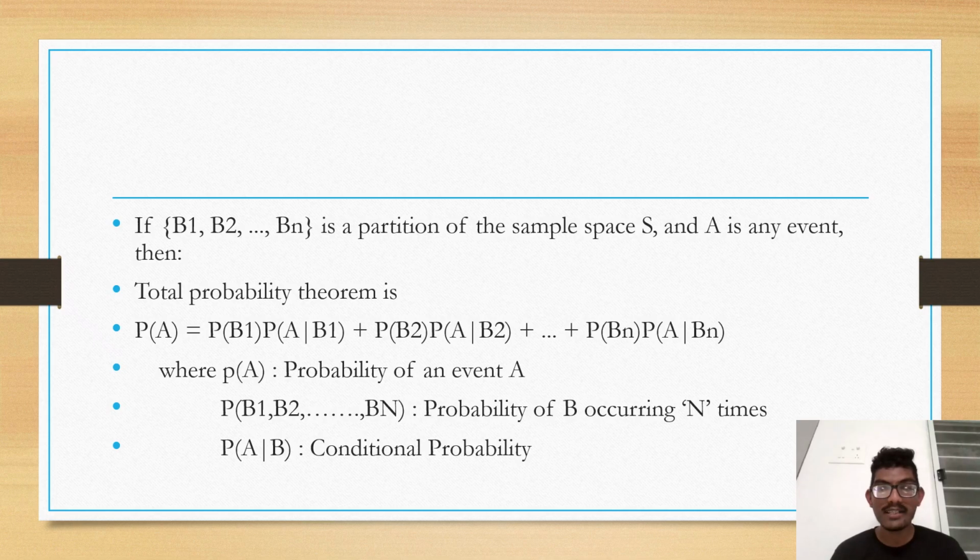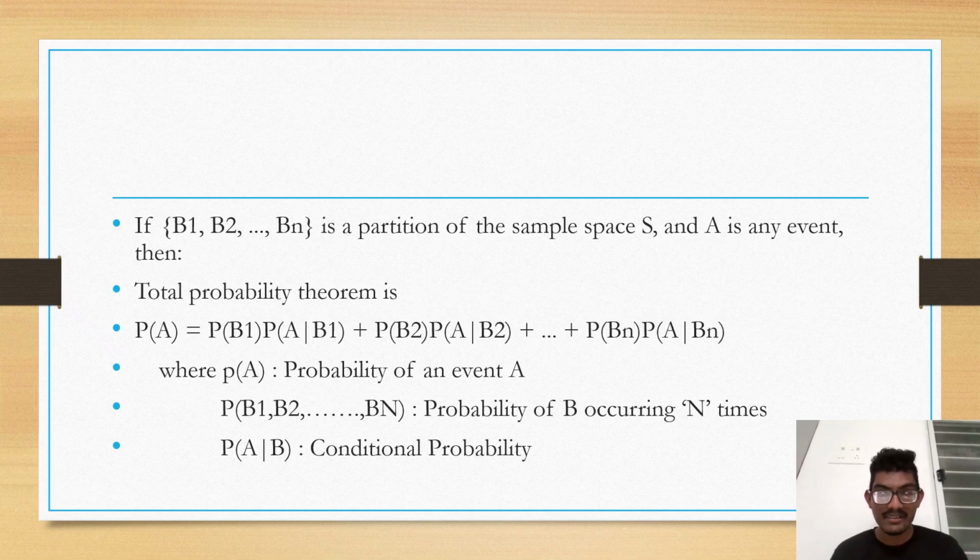So the total probability theorem formula is about finding the probability of A in the sample space. Let us try to find the probability of A using the total probability theorem. The formula for finding the probability of A is P of B1 into P of A by B1, plus P of B2 into P of A by B2, and so on, plus P of Bn into P of A by Bn. Here, P of A is the probability of event A happening in the sample space S. Next, P of B1, B2, B3, and so on up to Bn is the probability of event B occurring n times, which is also in the sample space.